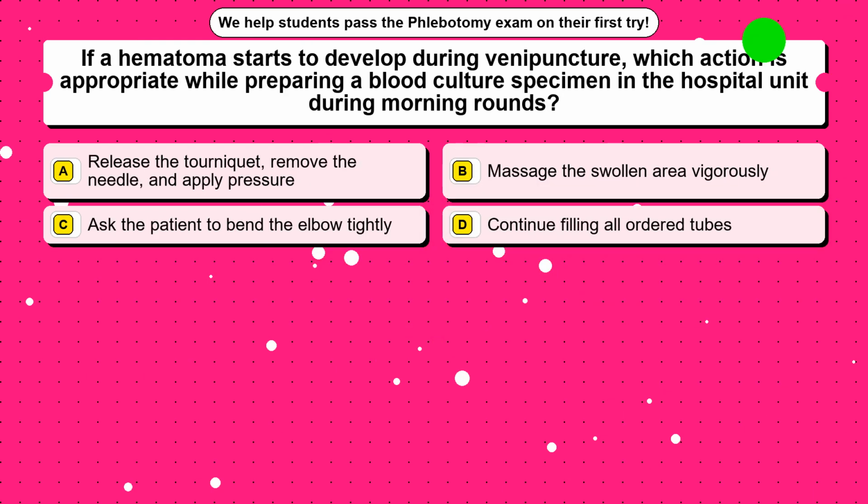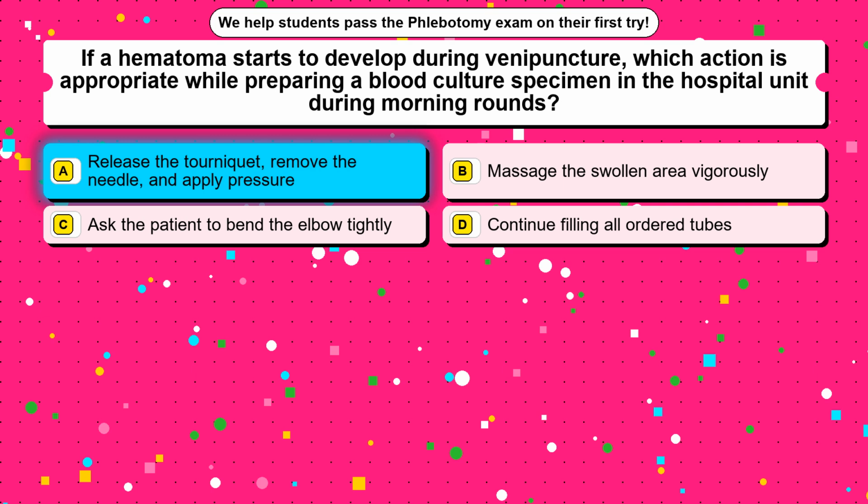Question 14. If a hematoma starts to develop during venipuncture, which action is appropriate while preparing a blood culture specimen in the hospital unit during morning rounds? Option A. Release the tourniquet, remove the needle, and apply pressure. Option B. Massage the swollen area vigorously. Option C. Ask the patient to bend the elbow tightly. Option D. Continue filling all ordered tubes.